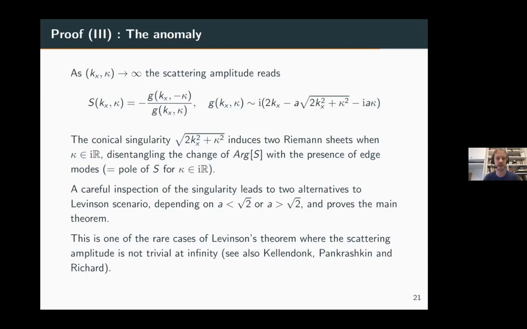And now if you inspect carefully what happens in our problem, you see that there is a threshold, and that below or above, you have two different scenarios where one edge mode is present, but S is not winding, or the opposite, okay? And usually in Levinson's theorem, you always say that at infinity, everything is trivial, and you use it as a normalization. And here that's actually not possible because there is the anomaly.